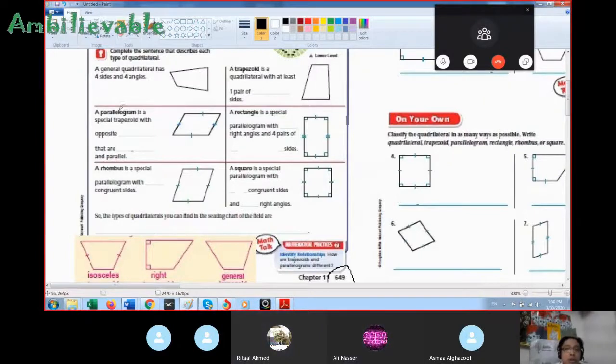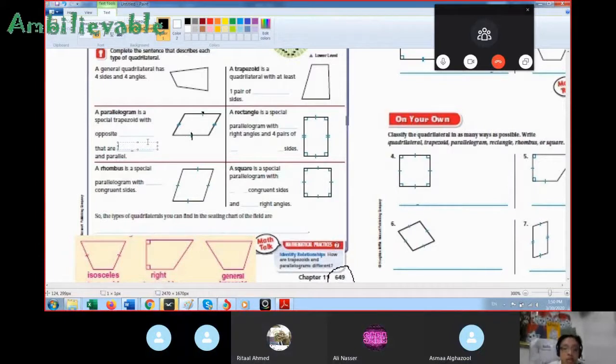Okay. That one. So when we talk about parallelogram, opposite sides that are, okay, what have you noticed from the parallelogram? Are they equal or not equal? Not equal. Okay, so you can say it. You can write here either equal or congruent. Here, you're going to write opposite sides that are equal or congruent.